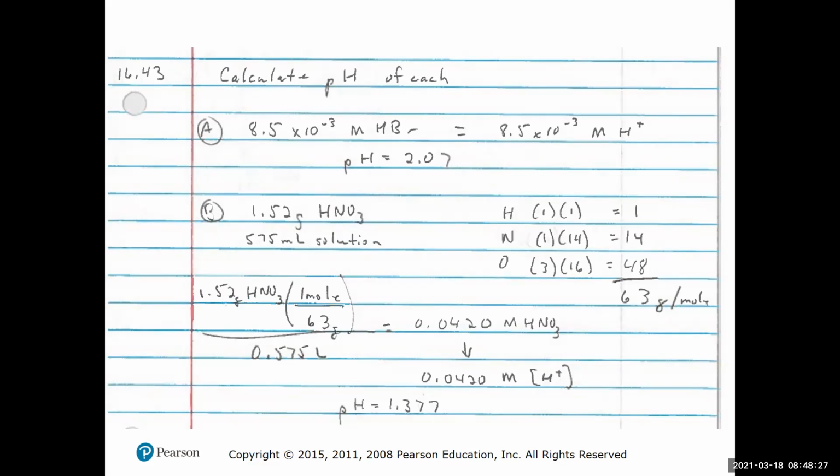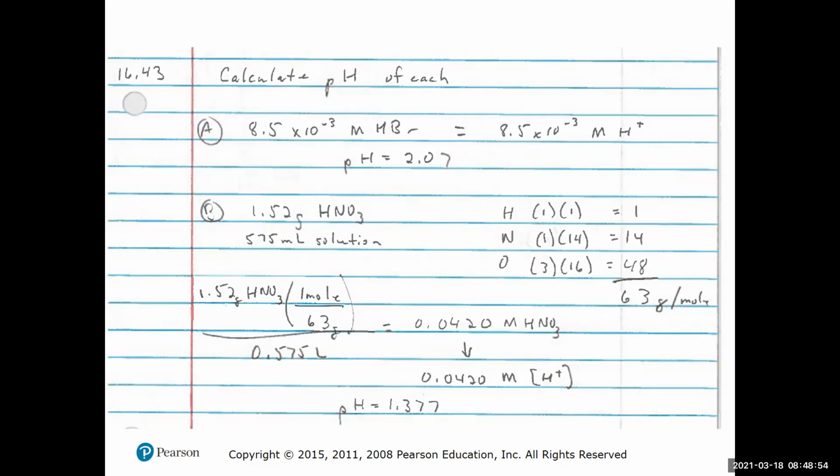If it was a weak one, then we know only part of that concentration is dissociating. And so then we've got to do a little more involved calculation to figure out the pH. But once we see that something is a strong acid, we know that whatever the concentration is of the solution that was made up, that's going to be the hydrogen ion concentration.